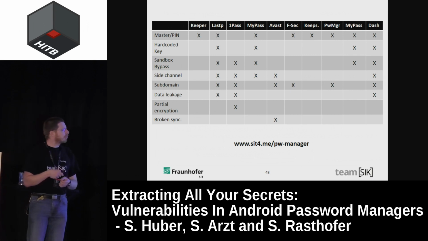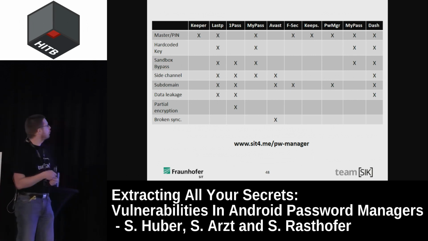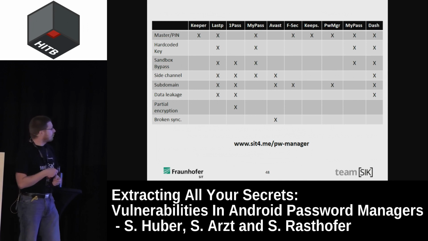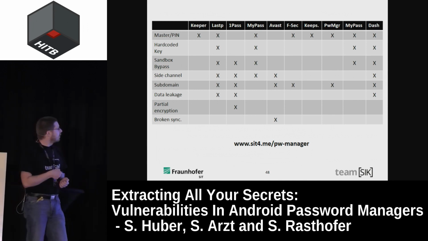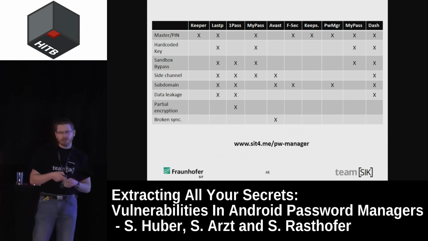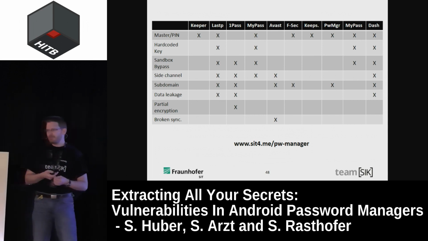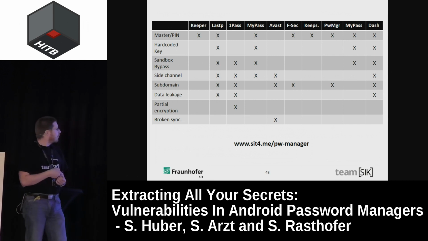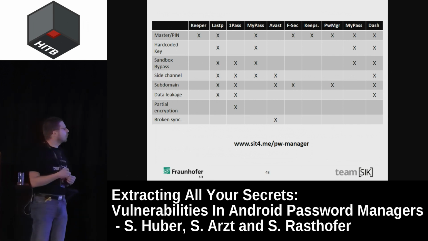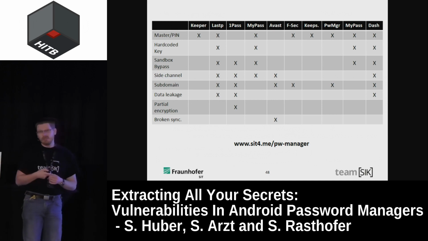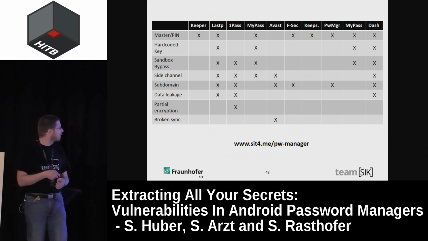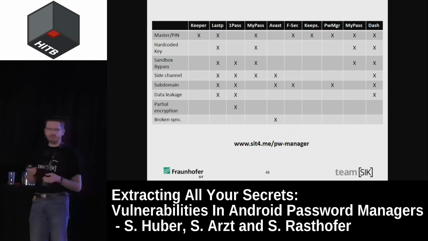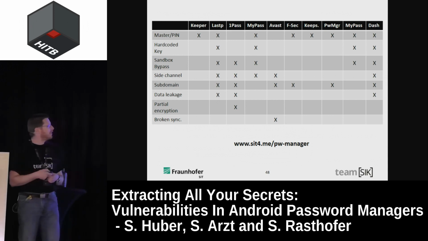There we were able to somehow bypass the sandbox without any root. These were different side channel attacks like clipboard sniffing or some other derivation. Here, these apps had a self-implemented browser, which completely ignored subdomains. However, this browser had a data leakage problem. One application just encrypted the password database only partially, so there was no full encryption. And this one was the broken synchronization, where the developer thought, okay, we can do it better than TLS.